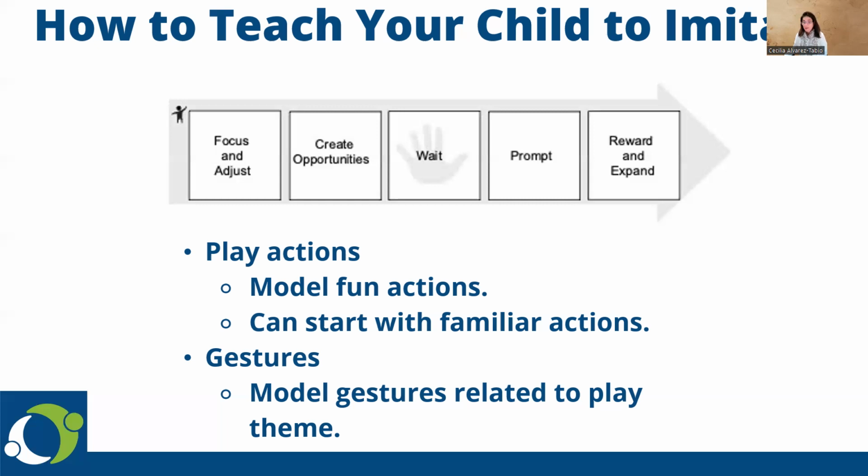If your child has a lot of difficulty imitating, start by modeling familiar actions, even if they are unusual. If your child only plays with cars by spinning their wheels or lining them up, model spinning the wheels when your child's lining up the cars, for example. You can also model gestures that are related to your child's play. For example, if your child's pushing the car, pantomime driving the car and say vroom.